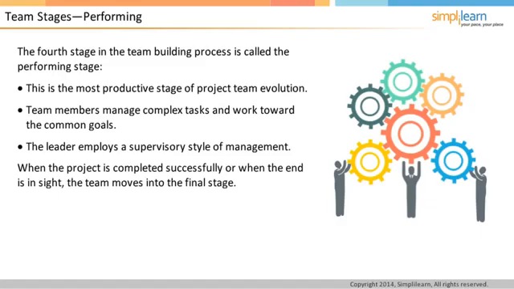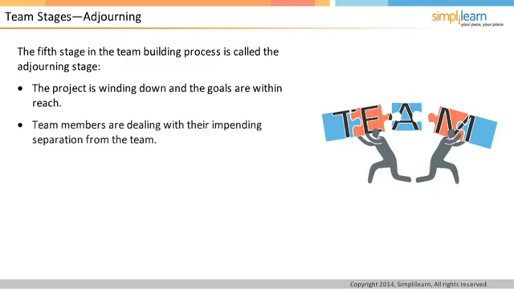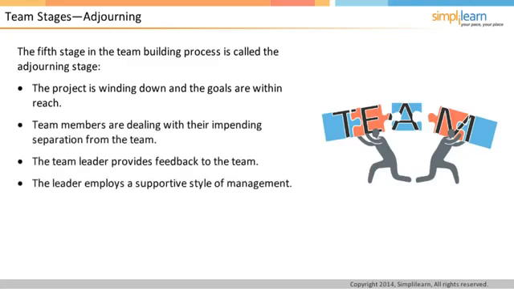The last stage of team building is called the adjourning stage. In this stage, the project is winding down, and the goals are within reach. The team members are dealing with their impending separation from the team. The team leader provides feedback to the team. The leader employs a supportive style of management by giving feedback, celebrating accomplishments, and providing closure.